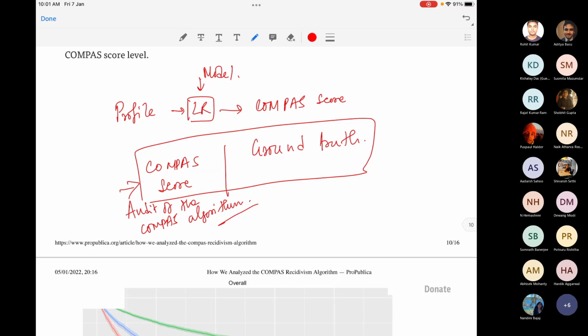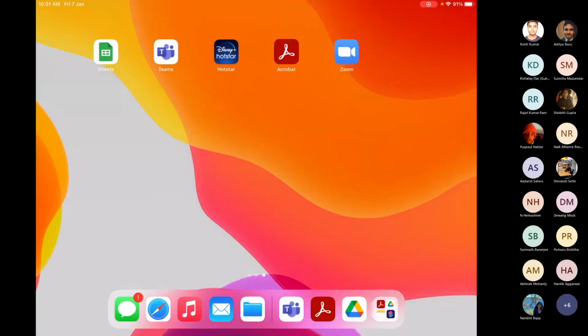Since the Compass algorithm itself is not made public by Northpointe, you don't know the internal working of the algorithm. So you try to mimic the algorithm and check whether its predictions tally with the ground truth that you have collected. Okay, so we'll stop here and see you next week.